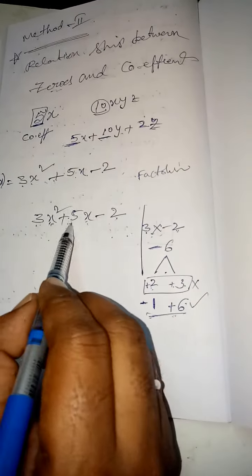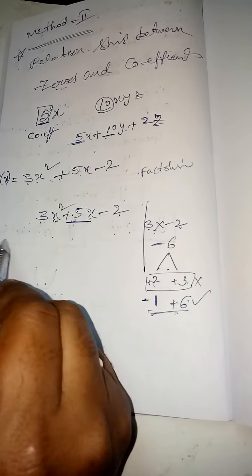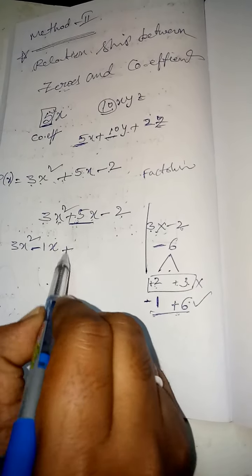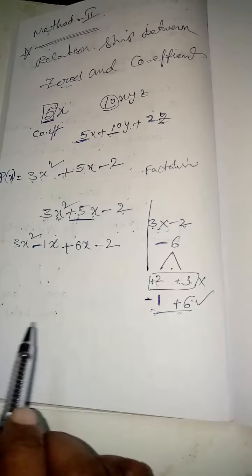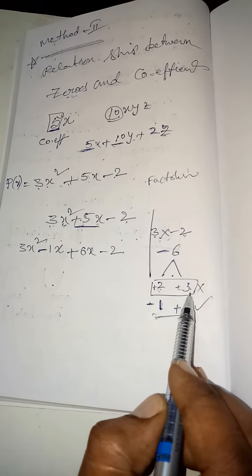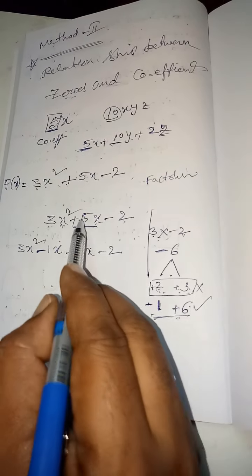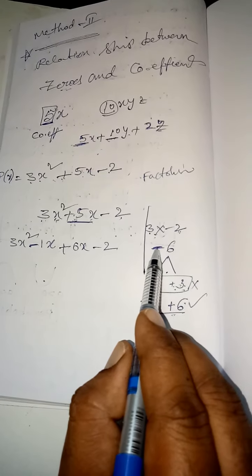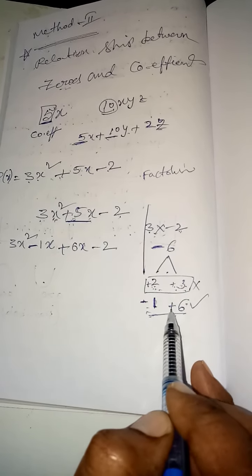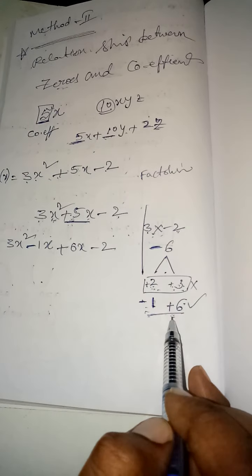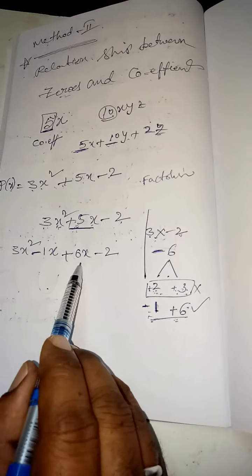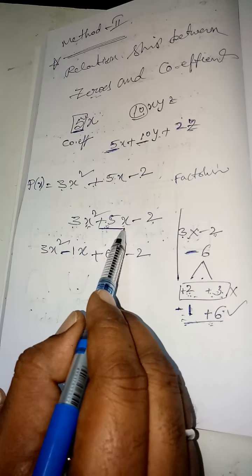Replace these two factors in place of 5x: 3x squared minus 1x plus 6x minus 2. You know these factors: 2 plus 3 is 5, but we will get plus 5. Okay, but the other case is minus 6, it failed. So I'm taking 1 sixes are 6, plus into minus gives minus 6, and 6 minus 1 is 5. So these two are suitable factors, replaced in place of 5x.